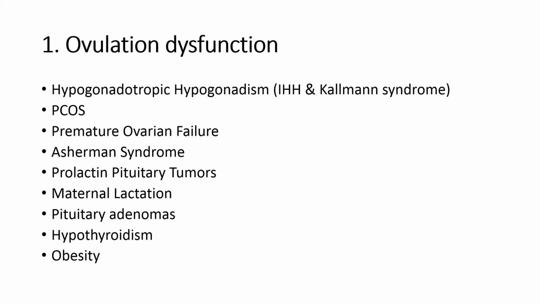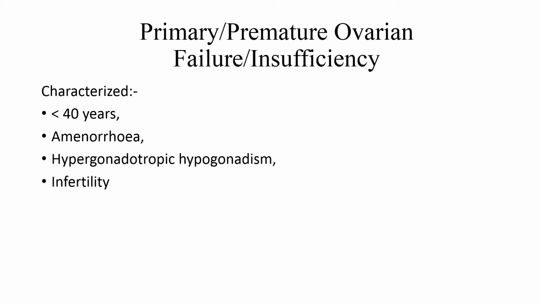We are looking at ovulation dysfunction. For this, we saw Kallmann syndrome, PCOS, and now we are going toward premature ovarian failure. Premature ovarian failure is also called primary ovarian insufficiency, and it is the early aging of the ovaries that shows the signs and symptoms of menopause and anovulation, that is, an ovulatory dysfunction.